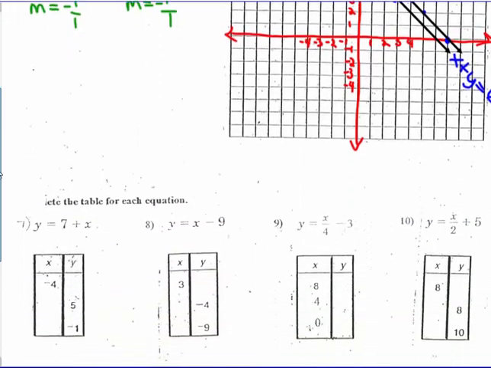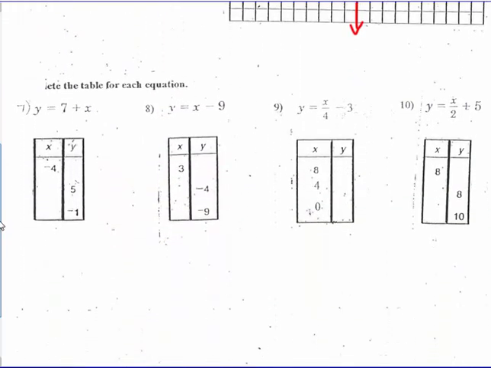And the last couple examples here, complete the table for each equation. y equals 7 plus x. Well, when x is negative 4, 7 and negative 4 makes 3. When y is 5, 5 is equal to 7 and negative 2 has to be the x. When y is negative 1, it is 7 plus negative 8. I'm going to leave 8 and 9 and 10 for you to do on your own, and we will check that as part of our video notes check.